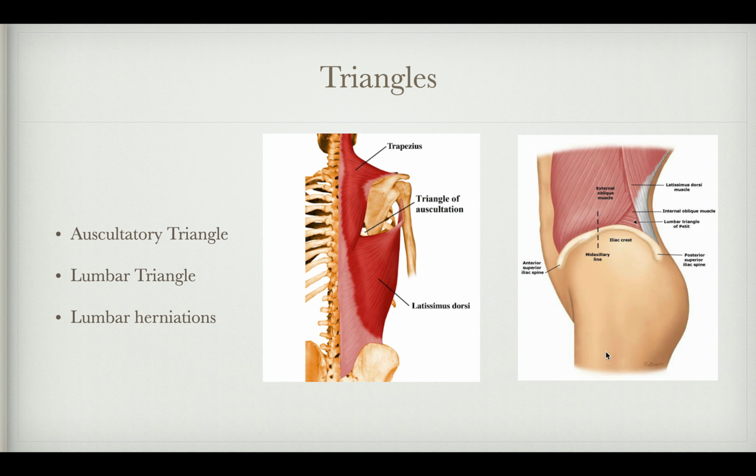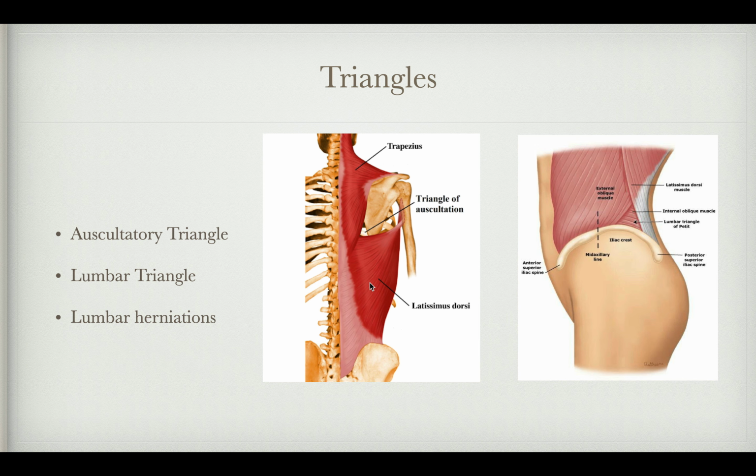So these triangles are very important. The auscultatory triangle is where us physicians place our stethoscope, because it is the point where there is the least amount of muscle and bone covering the lungs. So this will give you the clearest region of the lungs, and that is bound right here by the medial edge of the scapula, the inferior edge of the trapezius, and the superior edge of the latissimus dorsi.